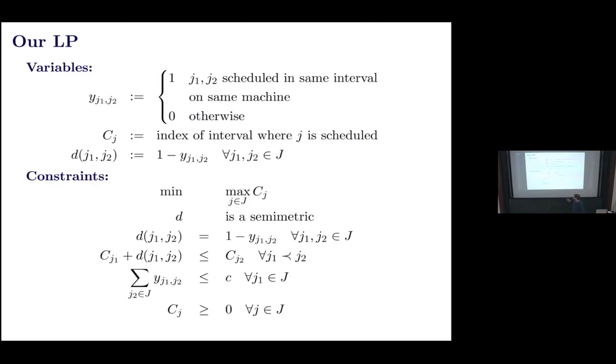So in some sense, this is the decision variable whether you want to not schedule J1 and J2 on the same machine in the same interval. The important thing is that this is actually a metric, at least for the integral solution. In particular, the triangle inequality is satisfied, because if you have jobs J1 and J3 and they're not on the same machine, then also J1 and J2 are not on the same machine, or J2 and J3 are not on the same machine. So rather trivially, the triangle inequality is satisfied. So we can just require this to be a metric.